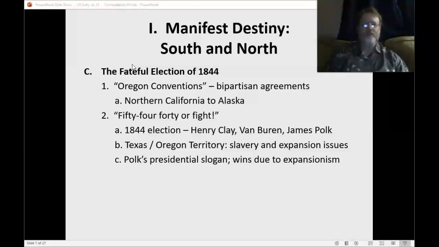James Polk is eventually chosen by the Democratic Party. He is chosen eventually, even though Van Buren, I think, even runs again. Van Buren ran for president like four or five times. He was president once, from '36 to '40, I think, but he ran like four different times.